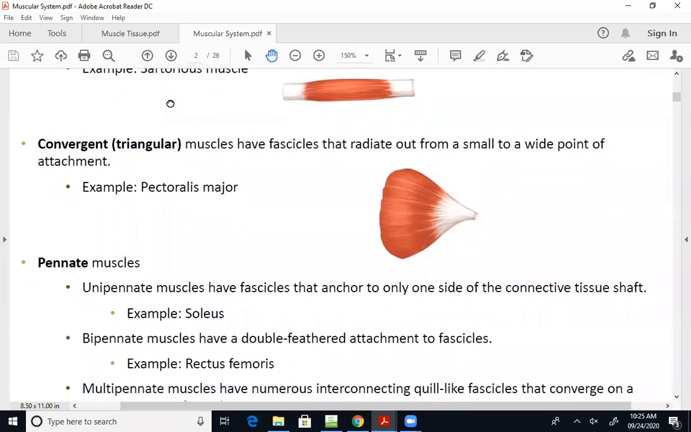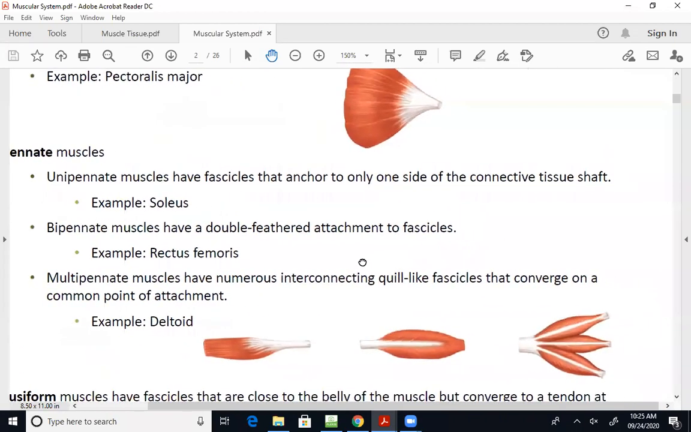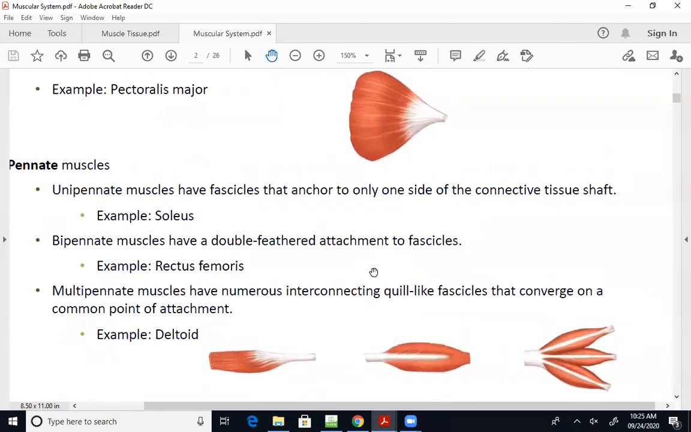Convergent or triangular, I bet you can figure out why I call them triangular, have fascicles that radiate out from a small to a wide point of attachment. So wide, here's the small. An example in your chest would be your pectoralis major. The next three are called pinnate muscles. You have a uni, a bi, and a multi, which aren't labeled, but you might want to do that.